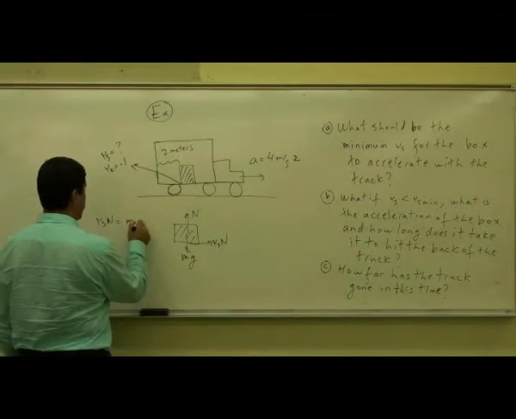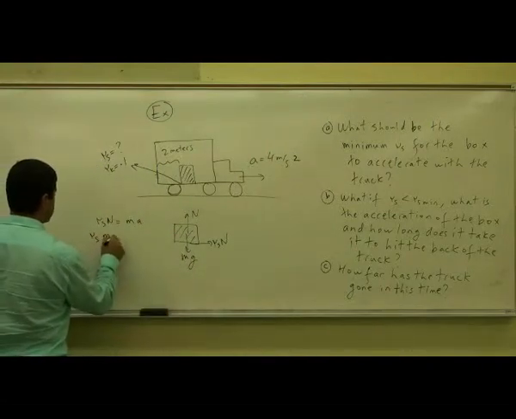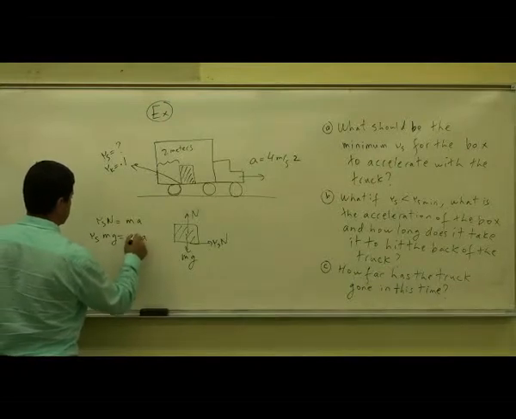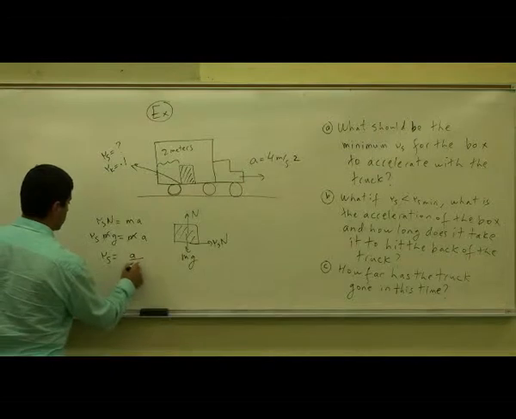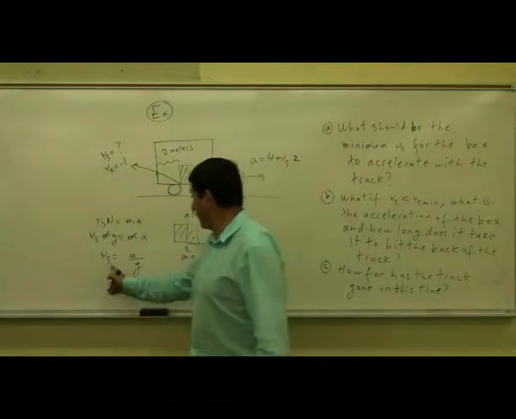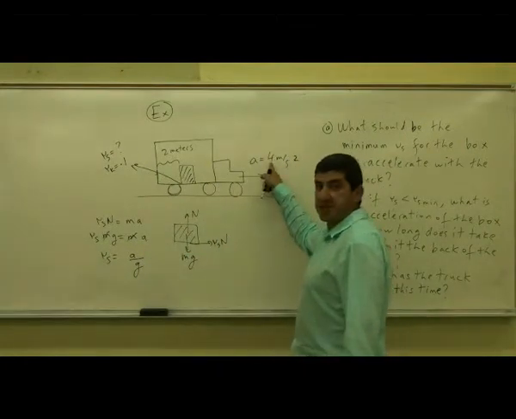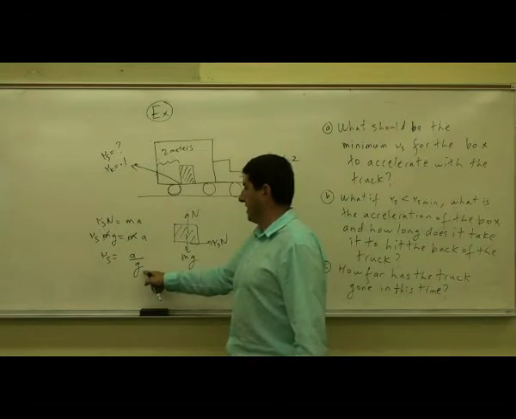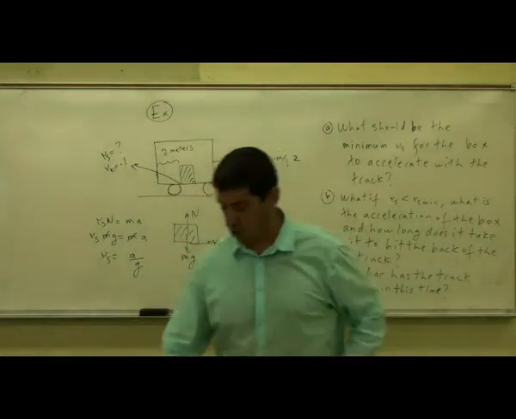It needs to equal ma. And N is equal to mg. So μs is equal to a over g. And that's it. As long as μs is equal to the ratio of what the truck is accelerating at divided by g, then you have sufficient friction to accelerate with the truck.